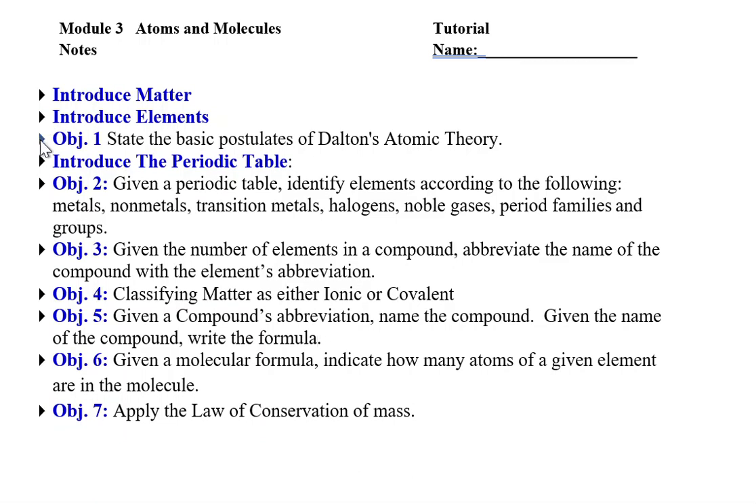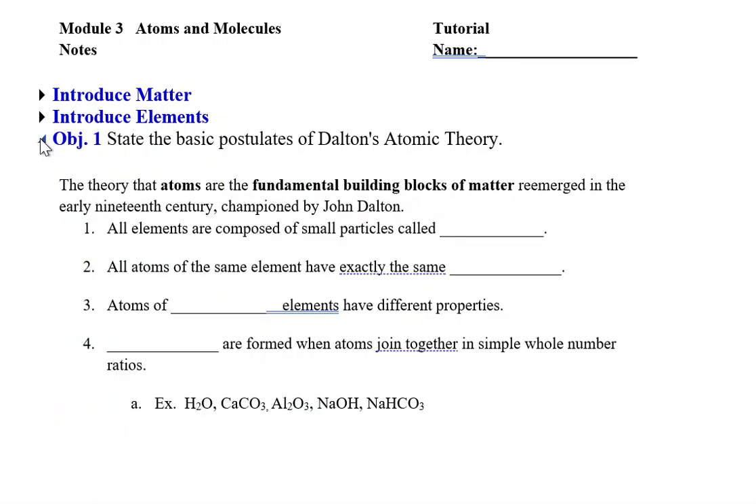Well, our first objective in this module is to state the basic postulates of Dalton's atomic theory. Dalton concluded that atoms are the fundamental building blocks of matter, and that all elements are composed of small particles called atoms. And he named them atoms because atom means you can't divide it. Atomos. That's the Greek there.